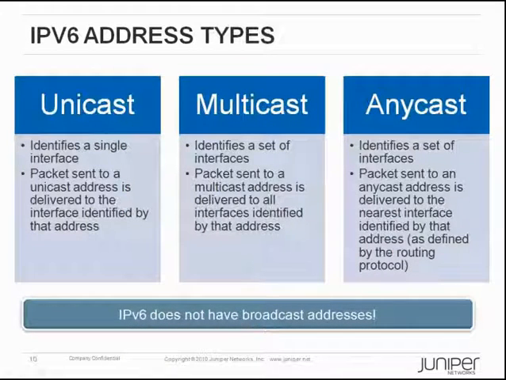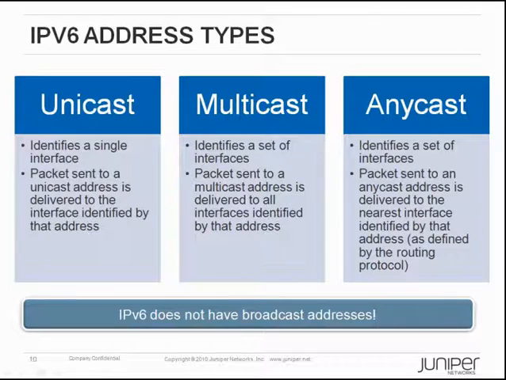There are 3 types of IPv6 addresses. Unicast addressing identifies a single interface. IPv6 packets sent to a unicast address are delivered only to the interface identified by that address. Multicast addressing identifies a set of multiple interfaces that might belong to different nodes. IPv6 packets sent to a multicast address are delivered to all interfaces identified by the multicast address.